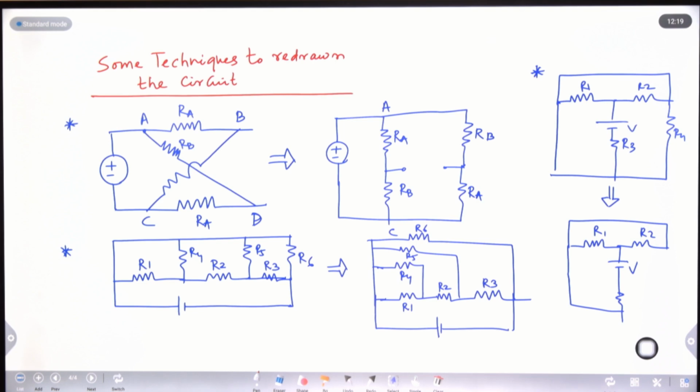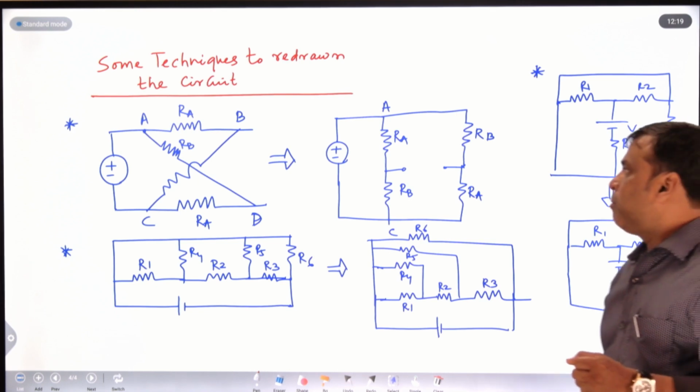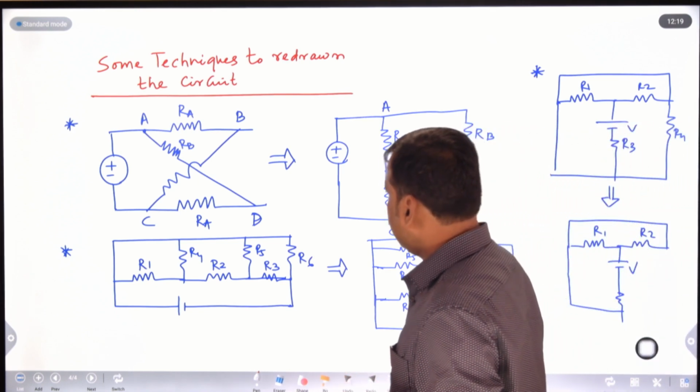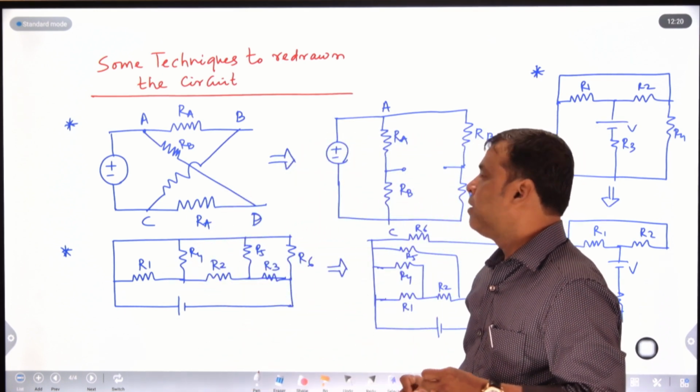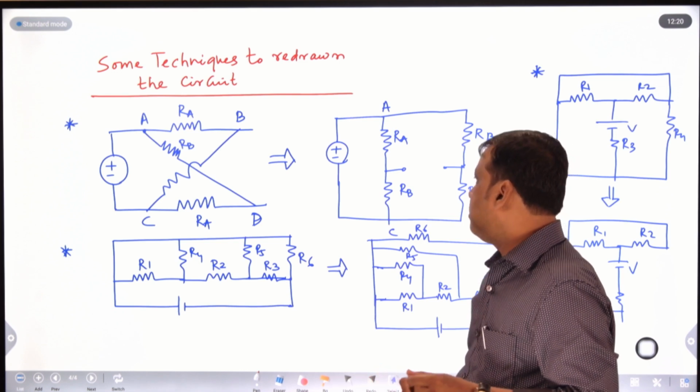are going to follow the loop analysis, if there is a current source, convert it into a voltage source. If you are going to follow the node analysis, convert the voltage source into a current source. So there are some techniques you have to follow so that your calculation is much easier.